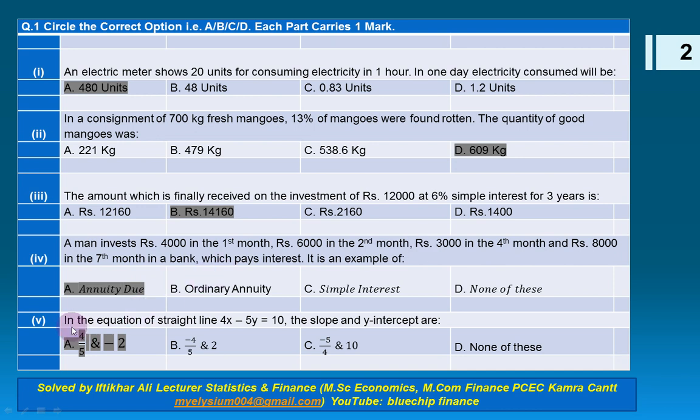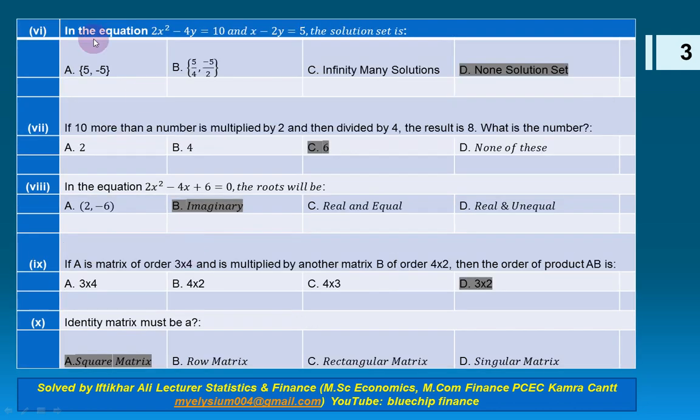Fifth objective is that in the equation of straight line 4x minus 5y equals 10, the slope and y-intercept are, correct option is 4 by 5 and minus 2. Objective number 6 is that in the equation 2x square minus 4y equals 10 and x minus 2y equals 5, the solution set is, correct option is that there is no solution set, because one is related to the simultaneous equation and other one is related to the quadratic equation.